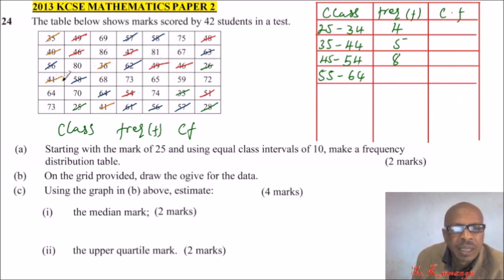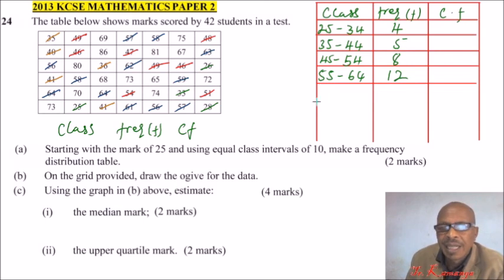64. That's another one, so 11. Let's see, do we have another one? 64. We have another one there. So there are 12. So you come here and you write 12.